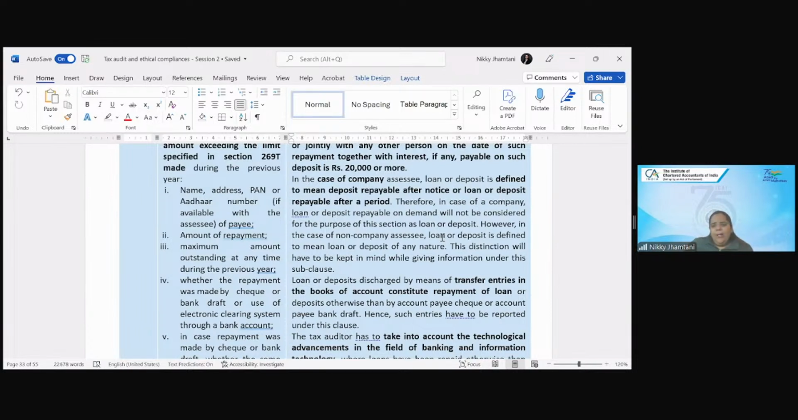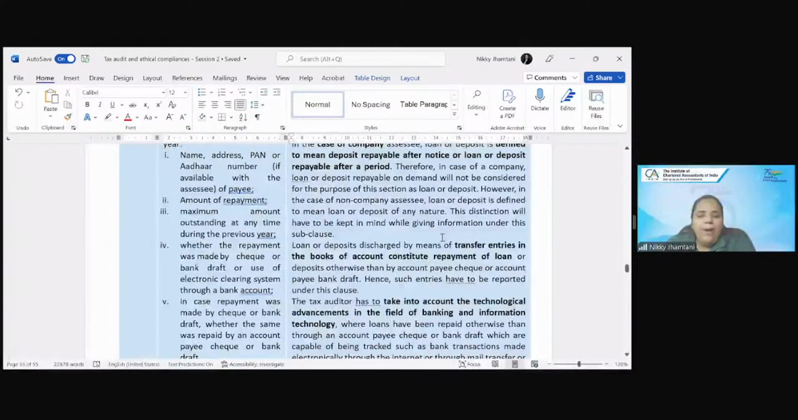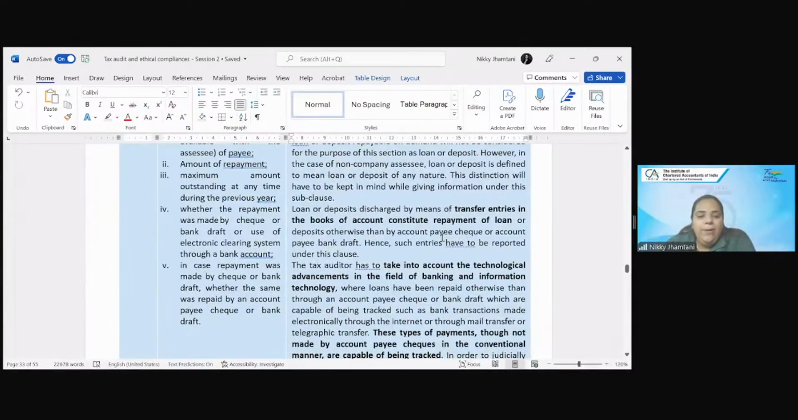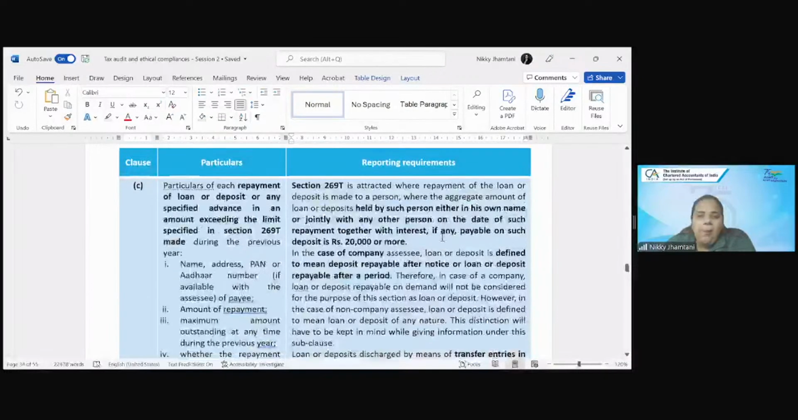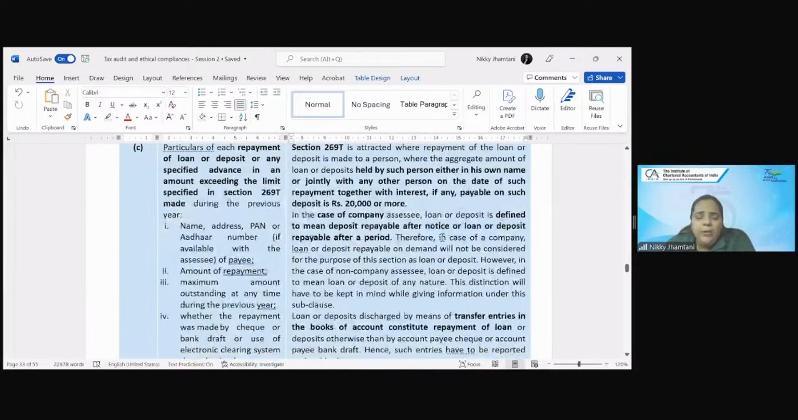maximum amount outstanding at any time during the previous year, whether the repayment was made by cheque or bank draft or use of ECS through a bank account. In case repayment was made by cheque or bank draft, whether the same was repaid by an account payee cheque or bank draft. ठीक है. So 269T कब अट्रैक्ट होता है जब आप रीपेमेंट ऑफ लोन और डिपॉजिट करते हो on a single date in cash, which is otherwise done by account payee cheques, of an amount of rupees 20,000 or more.